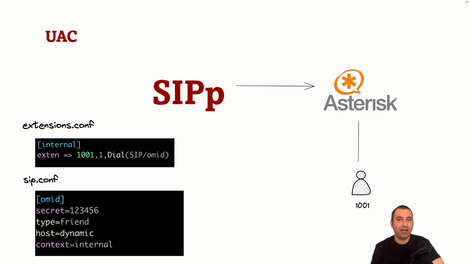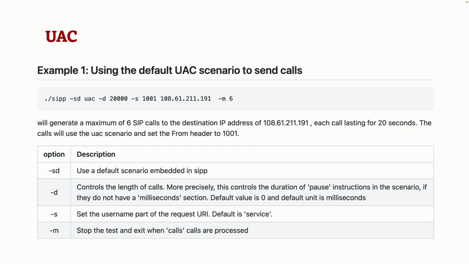The UAC scenario in SIPp is a basic scenario that sends a SIP INVITE request to a specific destination IP address and port. The scenario then waits for a second and validates the response against the expected response. Let's see how it works with some examples.